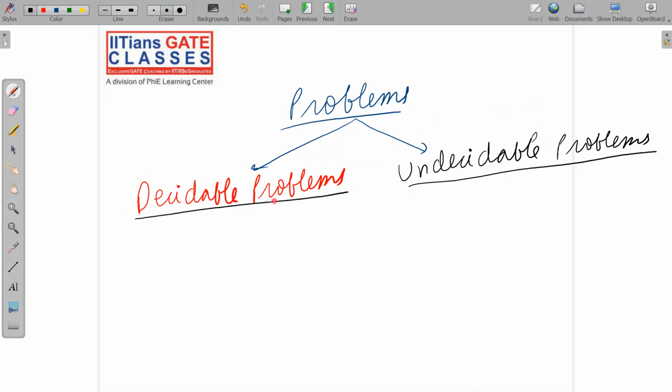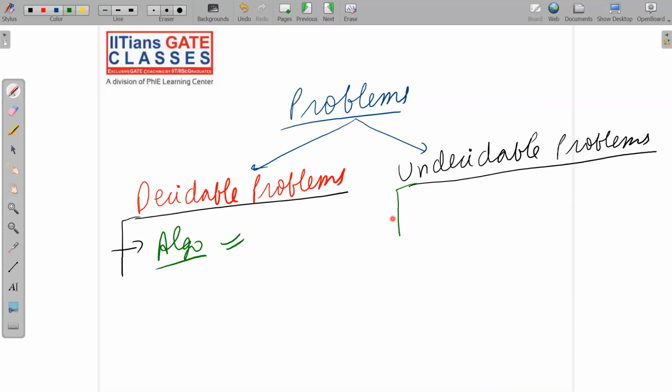Decidable problems are those problems for which we have an algorithm to solve them, like whether a given number is prime or not, finding a prime number greater than the given prime number, whether a given graph is Hamiltonian or not, and whether a given graph is Euler or not. Lots of problems you have already studied in data structures and algorithms are decidable problems. That is, we have an algorithm to solve them.